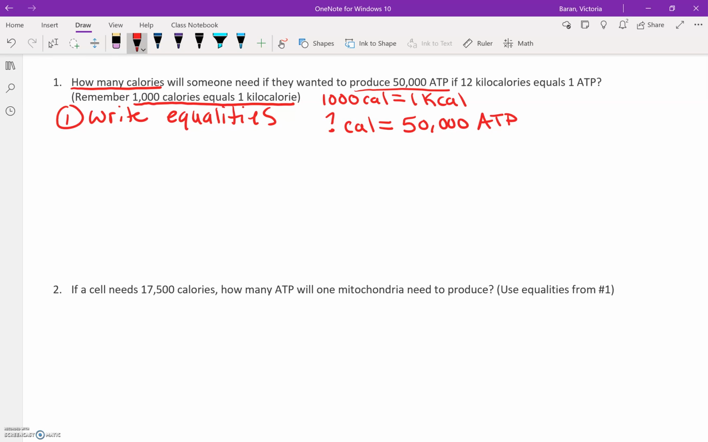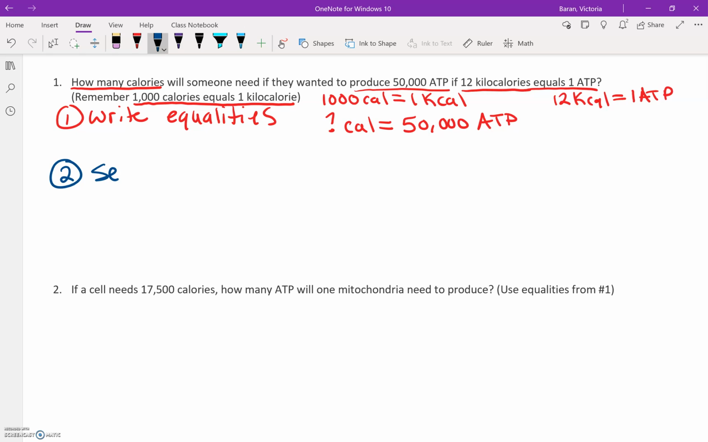Okay, so how many calories do we need to make 50,000 ATP? It's oftentimes how things will be worded, you know, how much to make this, or how much in this, or how much in this certain amount of time. And then if we keep reading, it says 12 kilocalories, or 12 kcal, and it even just tells us in the problem, equals 1 ATP. So they even said it equals. So that's the first step, okay, is figure out your equalities.